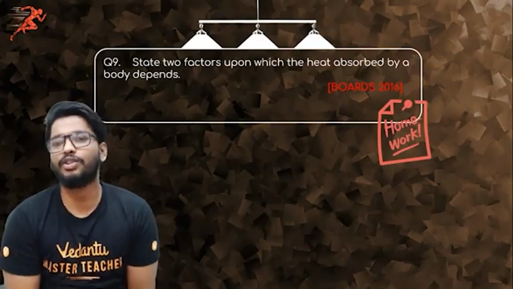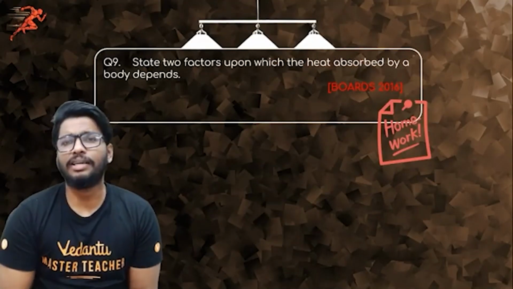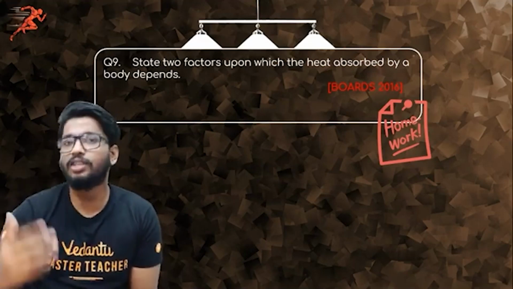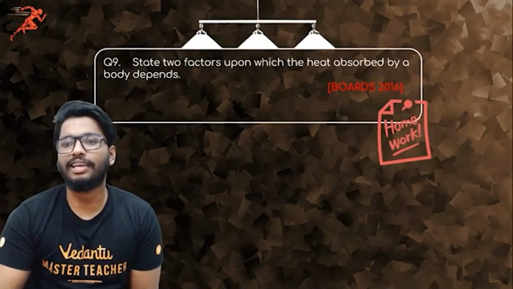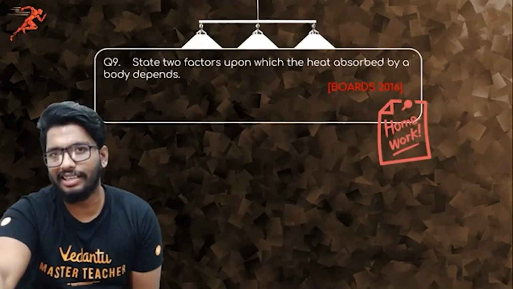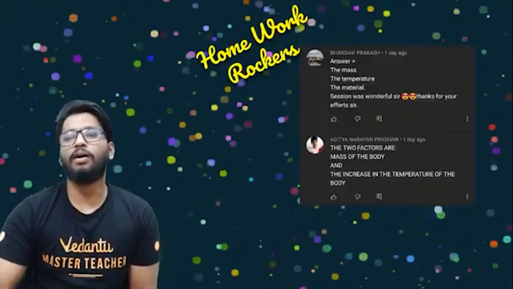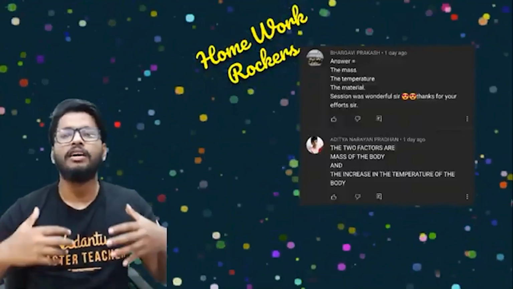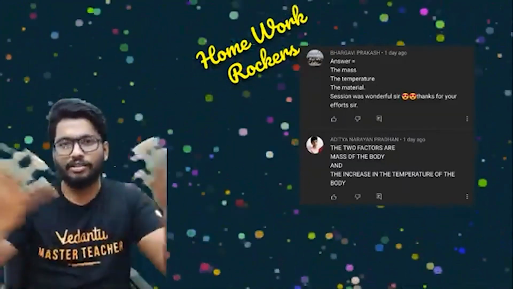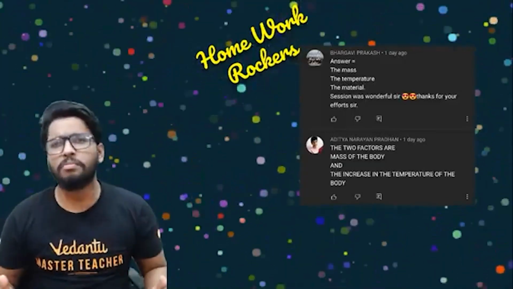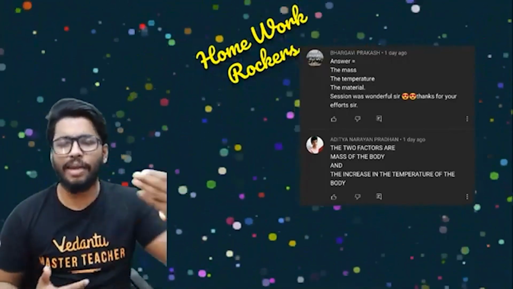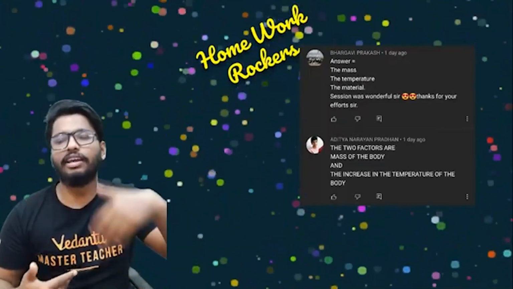Now, this was the question that I asked you in the previous session. Basically, we had done the calorimetry chapter. This was a question asked in the 2016 board exam that I gave you as homework. The question was: state 2 factors upon which the heat absorbed by a body depends. The answer is, first, definitely the temperature, and second, the material itself, because some materials would absorb more heat, whereas others, like insulators, would absorb lesser heat. You can also talk about the mass, because greater the mass, the more heat energy you have to give. So you can name any of the 3 factors. Out of these 3, name any 2, right?